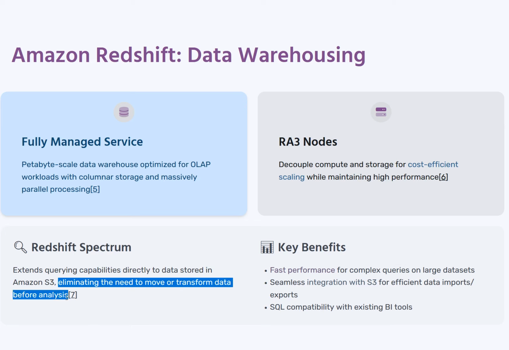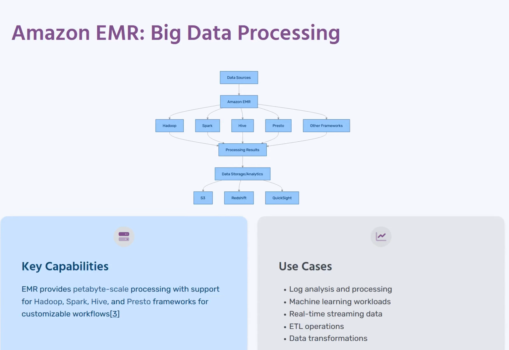Eliminating the need of moving more data into Redshift with the ETL process, right? So key benefits: faster performance for complex queries and large data sets, seamless integration with S3, efficient data imports, SQL compatibility with business intelligence tools. I mentioned Redshift is the heart of data warehousing in AWS, right?